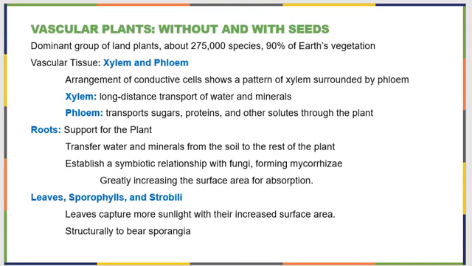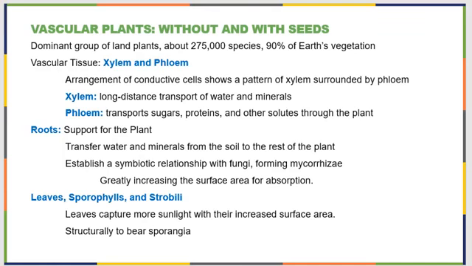Let's take a look at vascular plants now that we've gone through non-vascular plants. Some have seeds and some do not. These are the most dominant group of land plants, about 275,000 species. 260,000 species is also commonly thrown out there too, but vascular plants account for about 90% of our planet's vegetation.